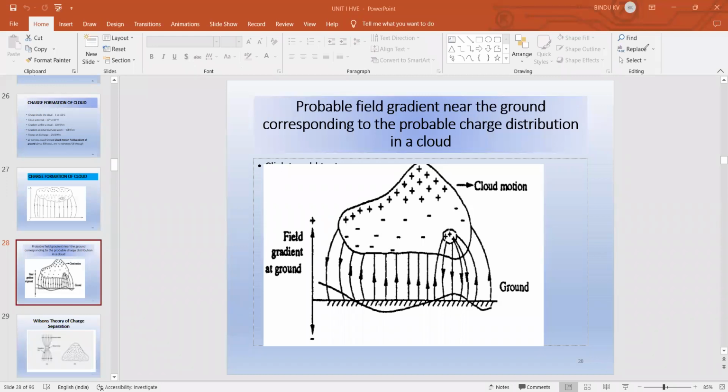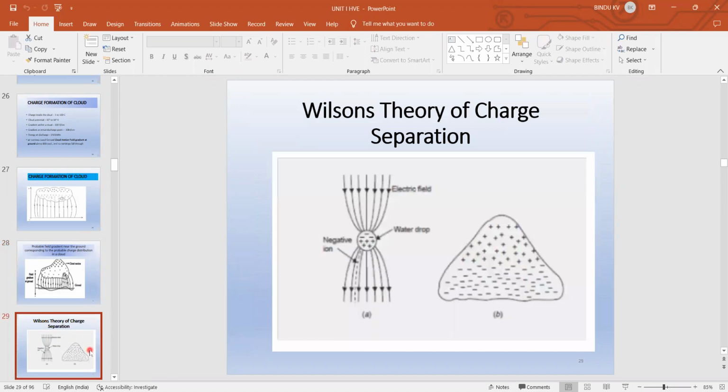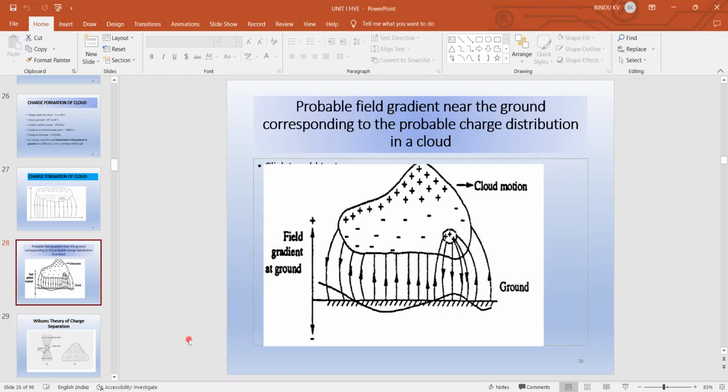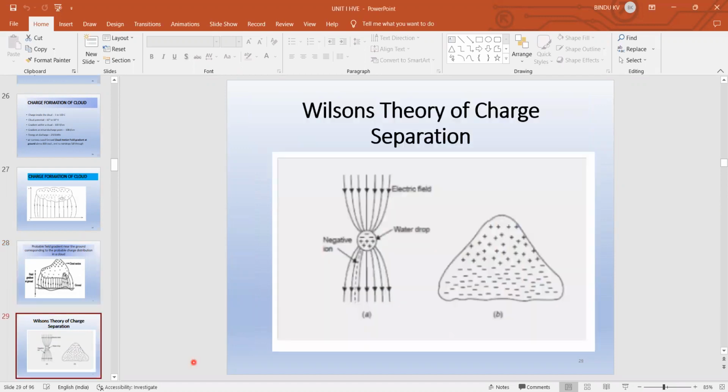Good morning, everybody. Today we will see the charge formation in the cloud and mainly the theories behind the charge formation of the cloud. So first, the theory which we are going to see today is Wilson's theory of charge separation. Okay. So what does Wilson's theory of charge separation assume?